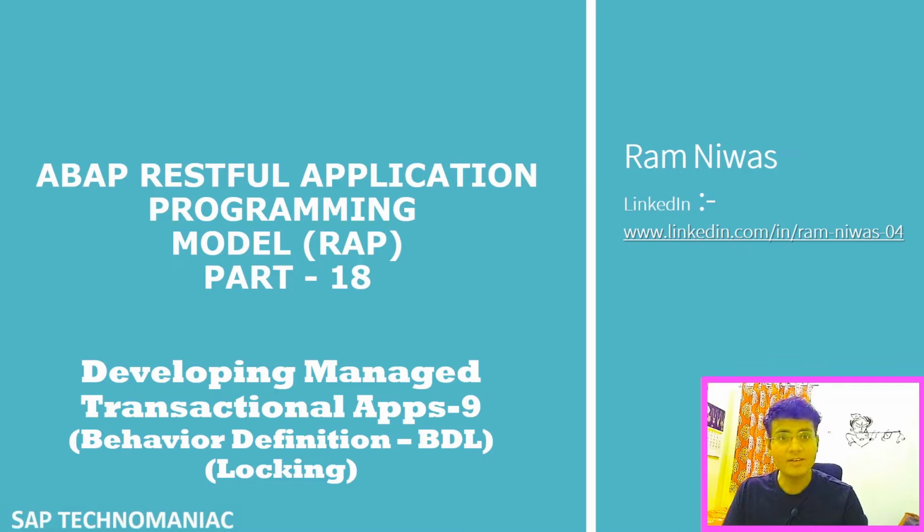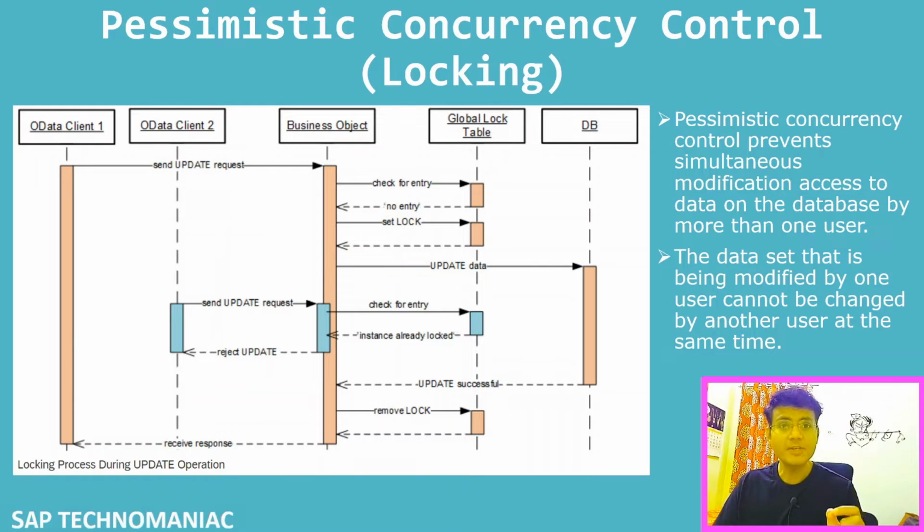Hello everyone, welcome back. In this video, we will see how we can use the pessimistic concurrency control in RAP, or we can say how we can use the locking or classical concept of lock in our RAP applications. Let's get started. In my last video, we have learned about optimistic concurrency control. Now we will discuss the pessimistic concurrency control.